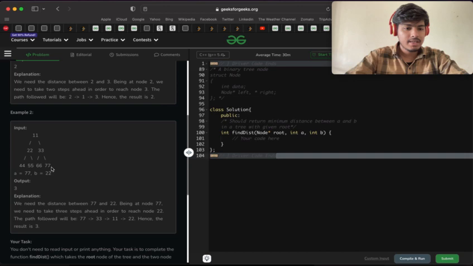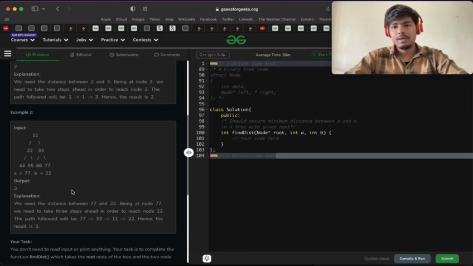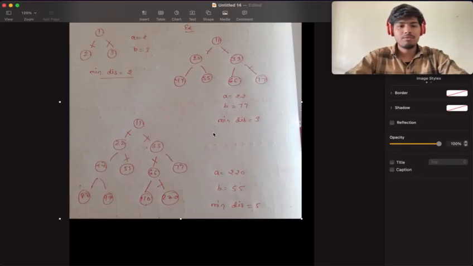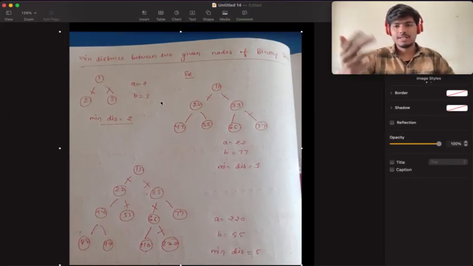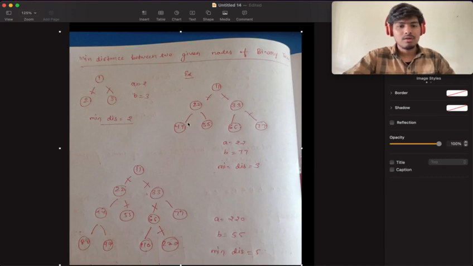Let's take another example. a equals 77 and b equals 22. So a equals 77 means this, and this. So we have to find the minimum distance between these two. The minimum distance between them is 1, 2, 3. 3 will be the minimum distance. So let's take an example for this and discuss the approach for this also.